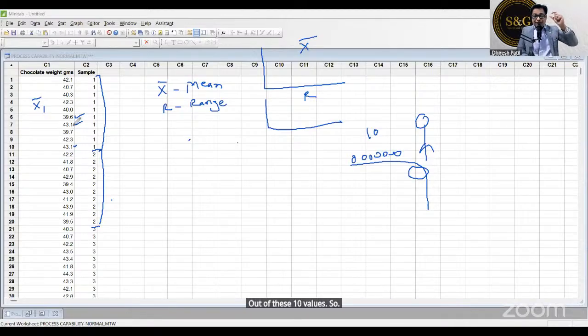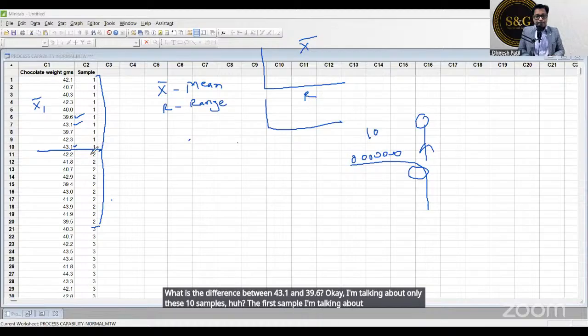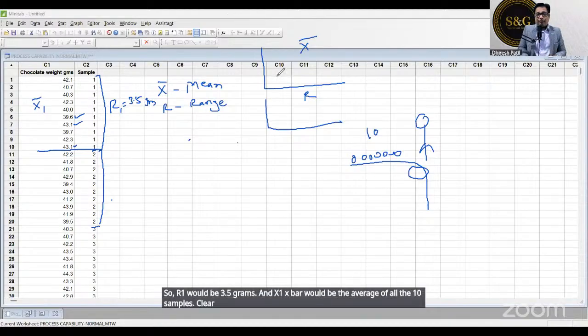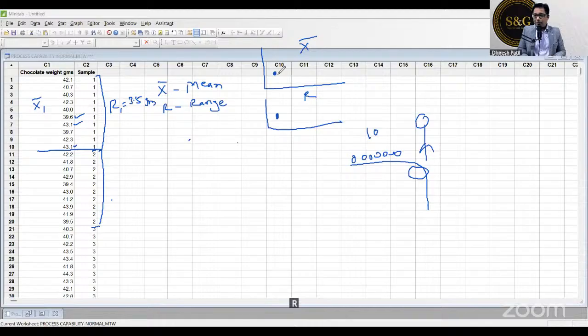So what is the difference between 43.1 and 39.6? I'm talking about only these 10 samples, the first sample. The difference between 43.1 and 39.6 is around 3.5. So R1 would be 3.5 grams. And X bar would be the average of all the 10 samples. Clear? So the first dot we will plot for the X1 bar, and the first R1. X1 bar and R1 we will plot.